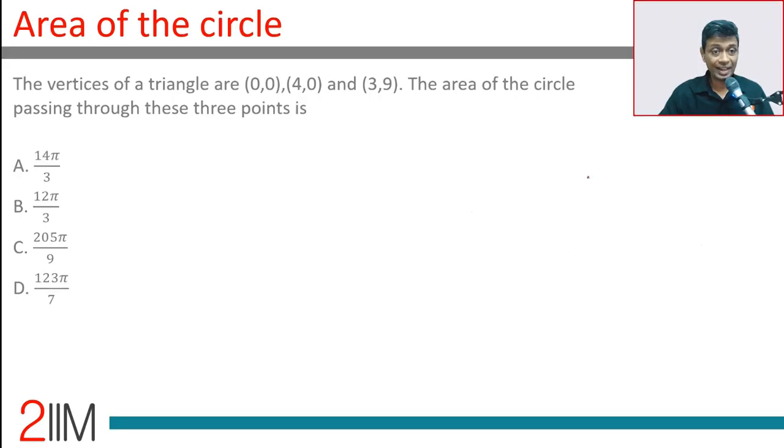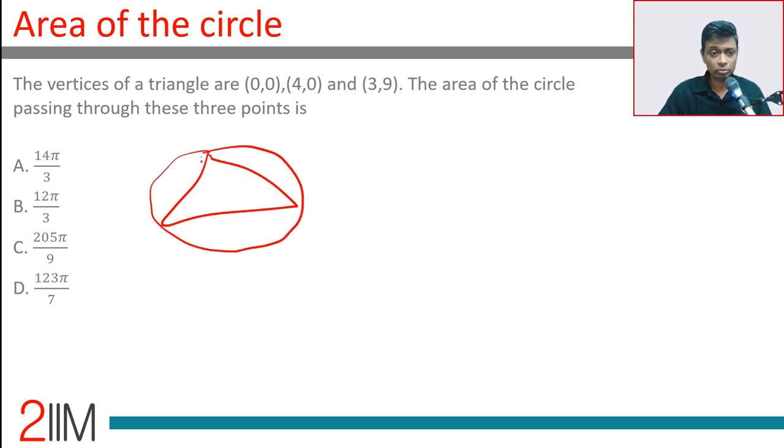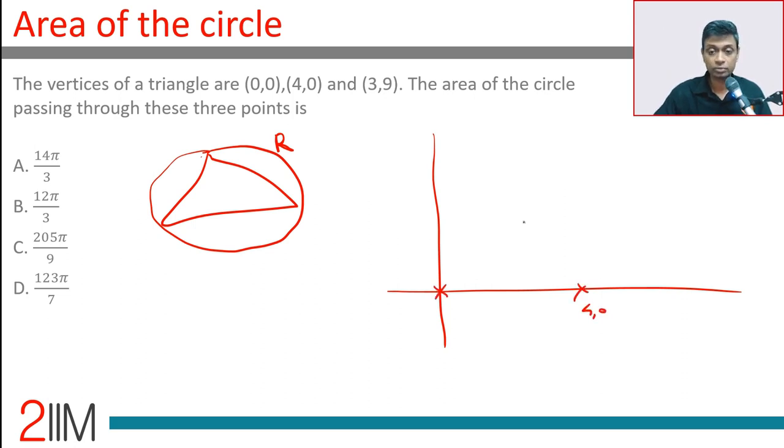The vertices of a triangle are 0, 0, 4, 0 and 3, 9. Find the area of the circle that passes through these 3 points. So we have a triangle. We want the area of the circle that passes through these 3. We want the radius of the circle, or the circumradius. Lovely. This looks like an impossibly tough question. It is not. 0, 0, 4, 0, 3, 9. If you can visualize these points, this becomes much simpler.